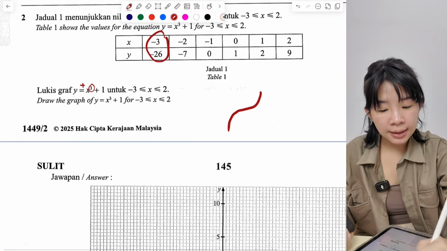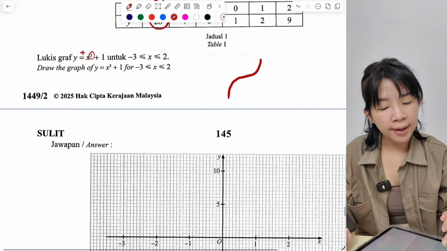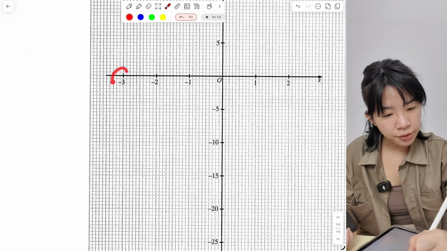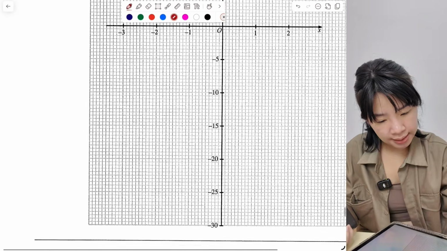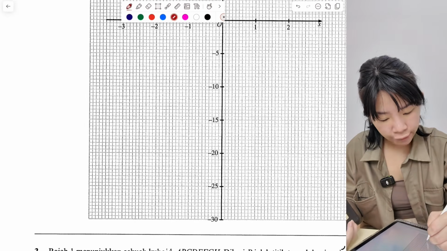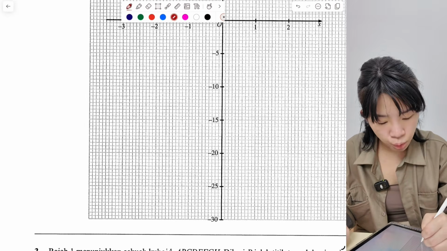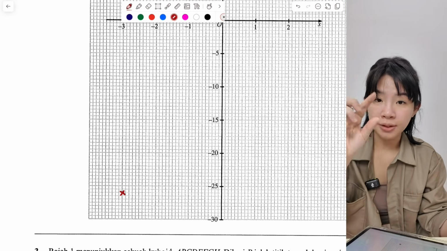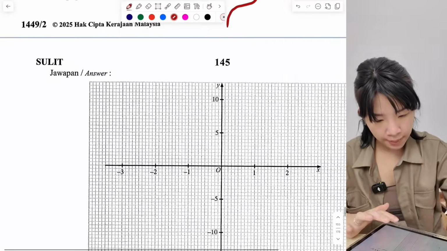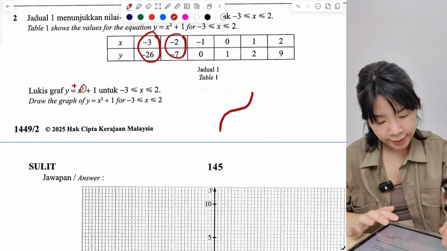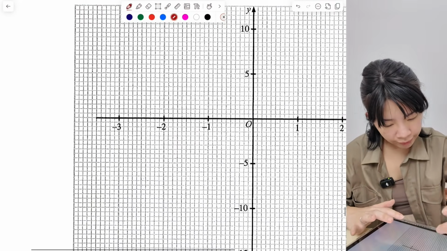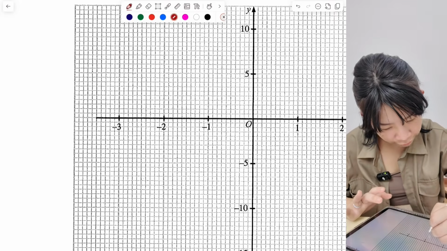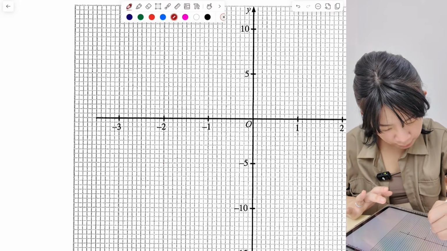Okay, the first one, x negative 3, y negative 26. Negative 26 is, okay, from negative 25, go down 2 small boxes, negative 26. Okay, every 2 small boxes is 1 unit. Followed by negative 2, negative 7. Okay, negative 2, go down and find negative 7. Negative 7 is from negative 5, I will go down 4 boxes here.